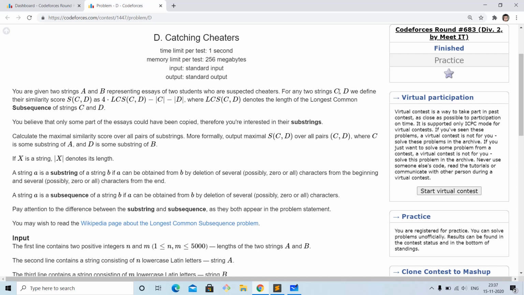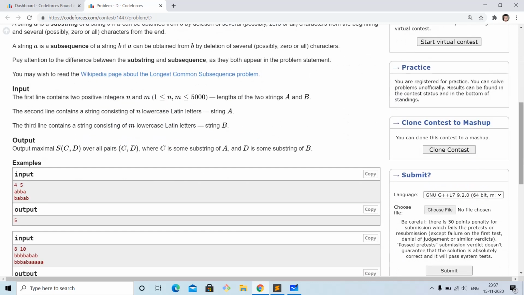we take two substrings C and D such that the similarity between those two substrings is defined as 4 times the length of the longest common subsequence of C and D minus the respective lengths of C and D. We have to output the maximum similarity over any substrings C and D of the original strings S and T. Our constraints are that the lengths are from 1 to 5000, and the strings contain only lowercase letters. So now let us discuss this problem on the whiteboard.